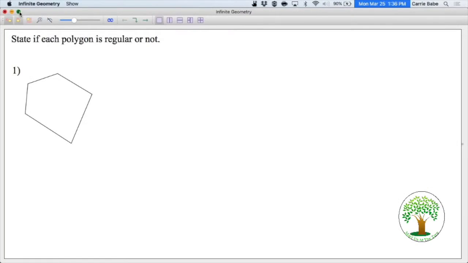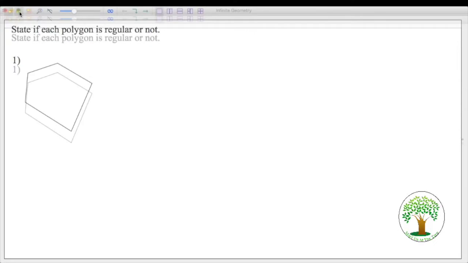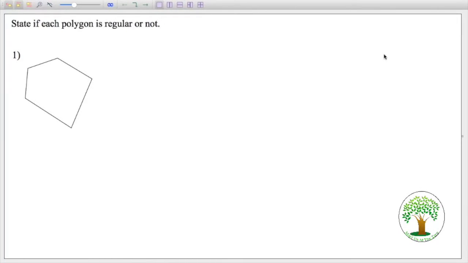All right, here's number 1. It says, state if each polygon is regular or not. This is review from a long time ago. What does it mean to be regular? It has to do with how it's shaped. Is it that all the sides are the same length? Yes, all sides are equal. So an equilateral triangle would be a regular triangle.